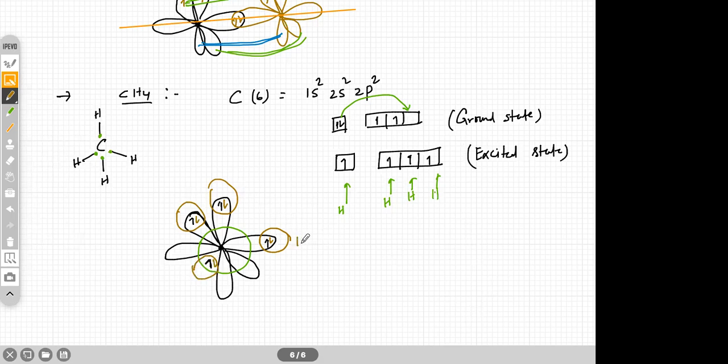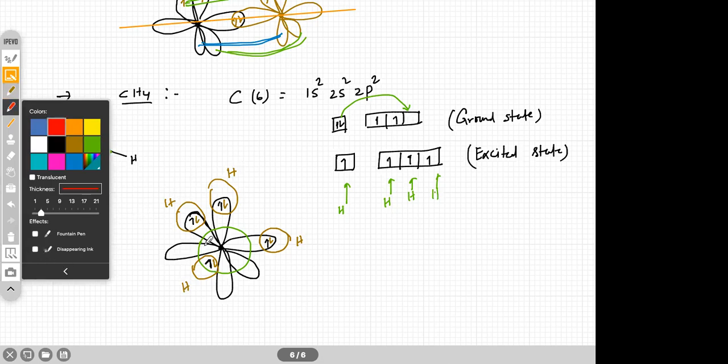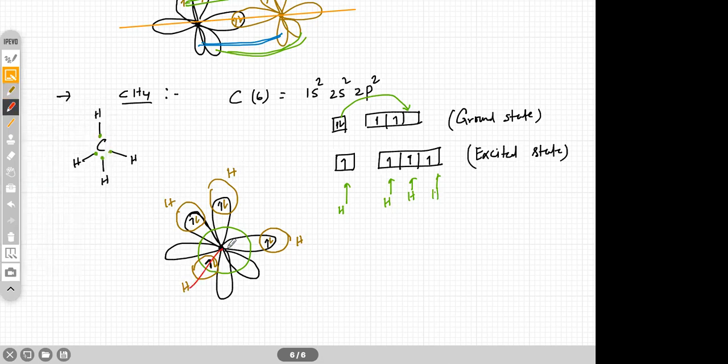Right? So it is hydrogen, hydrogen, and hydrogen. All these are axial or lateral. Do we have any lateral overlapping here? No, we do not, because we can always draw an internuclear axis like this. Right, so all these are axial overlapping.